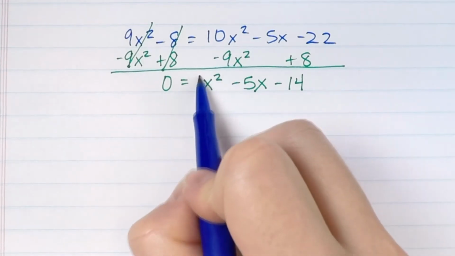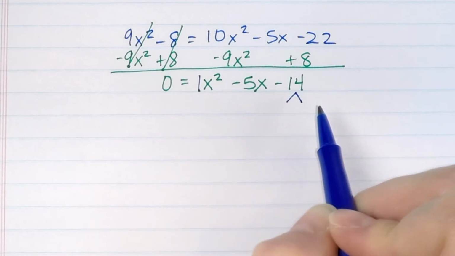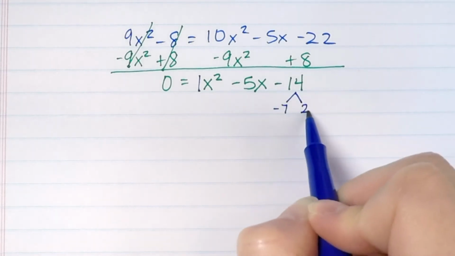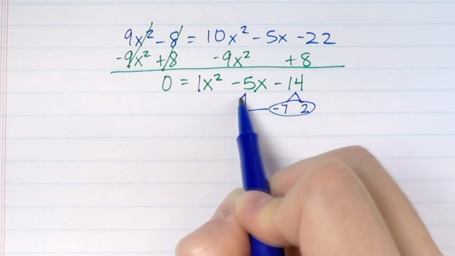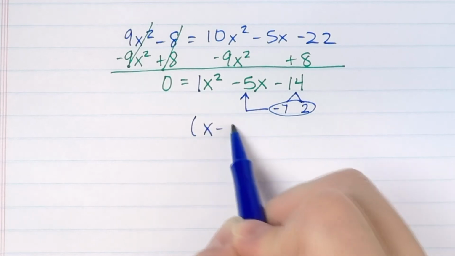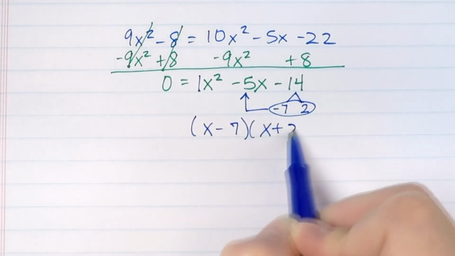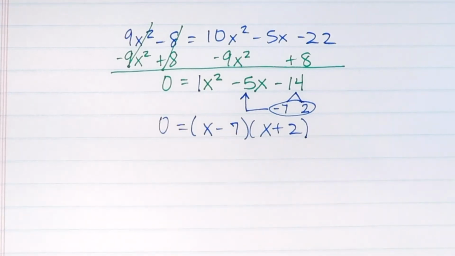Here we have our leading coefficient is 1 again. So that means I just need to look at numbers that multiply to the last and add to the middle. So I'm going to use negative 7 and positive 2. These will multiply to negative 14. And then if I add them up, I get negative 5. So I can factor this as x minus 7 times x plus 2. And I'm just going to bring down that 0 and the equal sign.